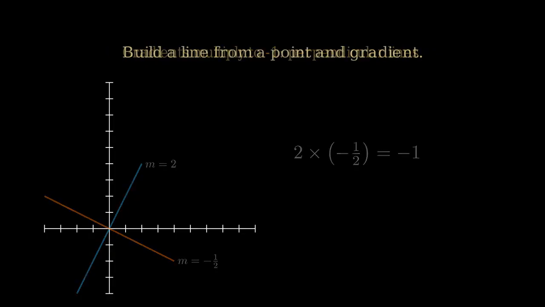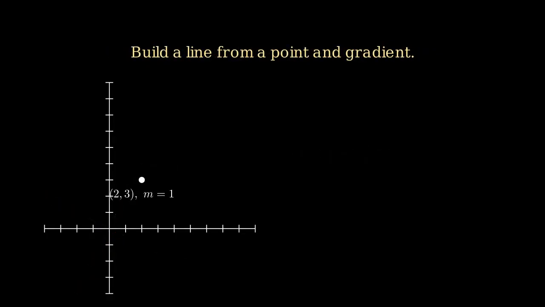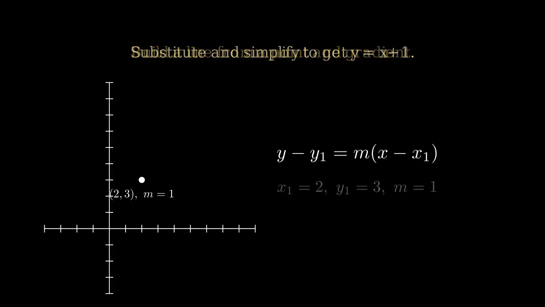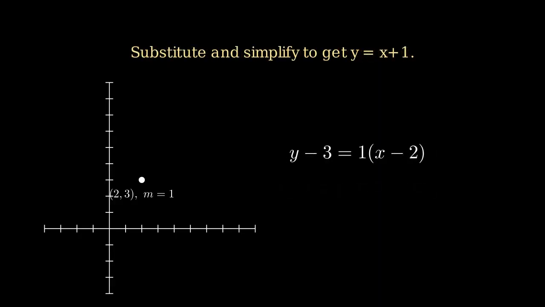Now let's build the equation of a line from a point and a gradient. Take the point (2, 3) with gradient 1. The general form is y minus y1 equals m times (x minus x1). Substitute in our values. y minus 3 equals 1 times (x minus 2). Multiplying out and simplifying gives y equals x plus 1, a clean equation for the line.